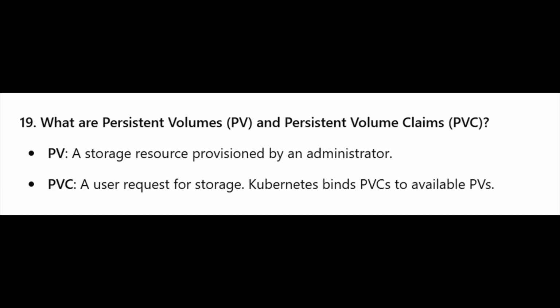What are persistent volumes (PV) and persistent volume claims (PVC)? PV, a storage resource provisioned by an administrator. PVC, a user request for storage. Kubernetes binds PVCs to available PVs.